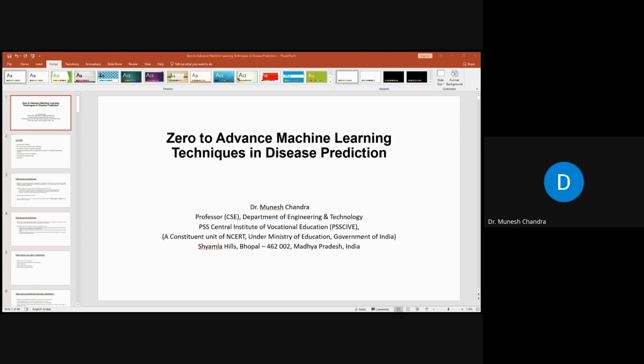How can machine learning algorithms help in diagnosis? As we have seen, hospitals have started using machine learning techniques for the identification of what exactly.